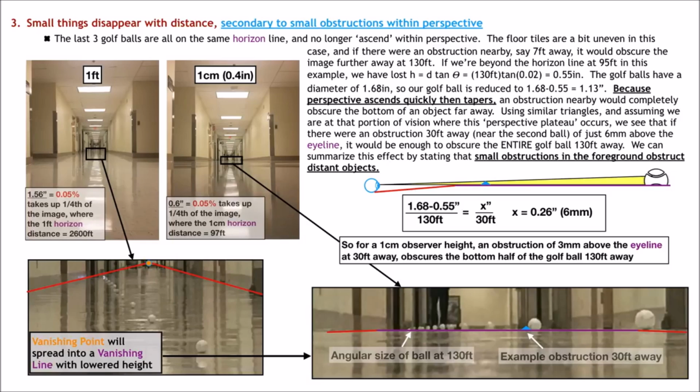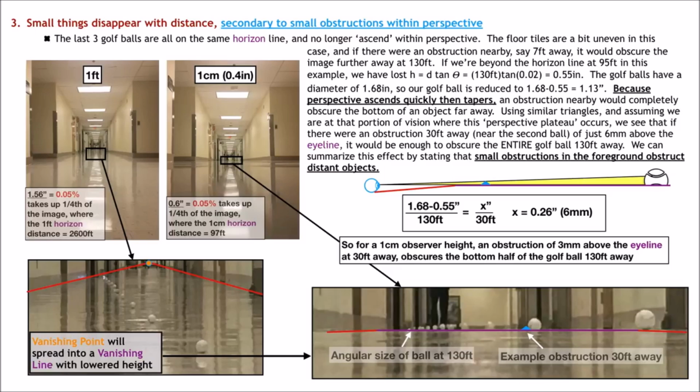The golf balls have a diameter of 1.6 inches, so our golf ball is reduced to 1.6 inches minus 0.5, equal to 1.13 inches. Because perspective ascends quickly and then tapers, an obstruction nearby would completely obscure the bottom of an object far away. Using similar triangles, and assuming we are at the portion of vision where this perspective plateau occurs, typically beyond 20 feet or so, we see that if there were an obstruction 30 feet away, near that second golf ball, or just 6 millimeters above the eye line, it would be enough to obscure the entire golf ball 130 feet away.